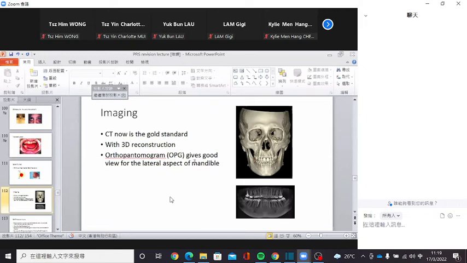OPG is also a very good tool to see the sides of the mandible, like the condyle and the ramus. But it is better for seeing the midline structures like the symphysis or the parasymphysis.